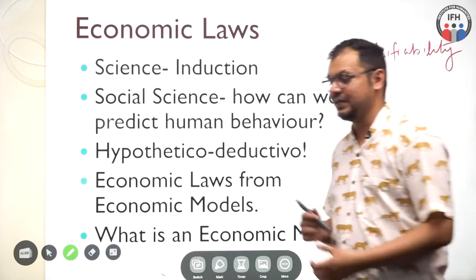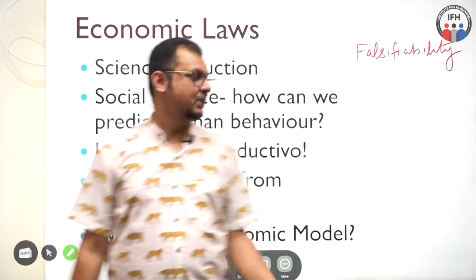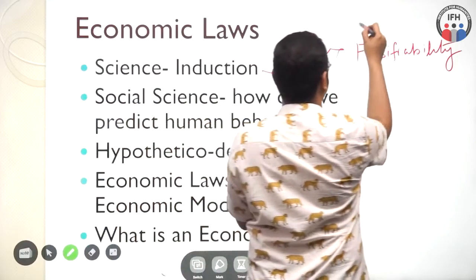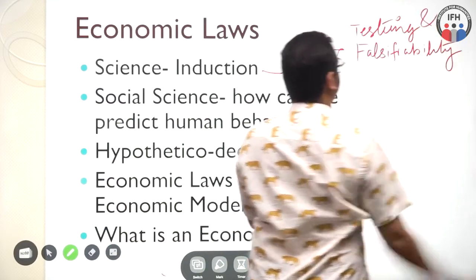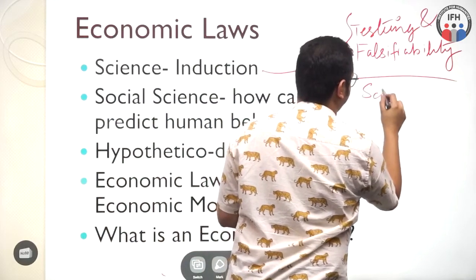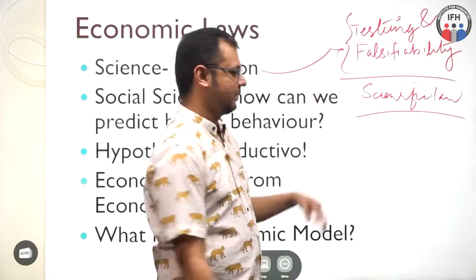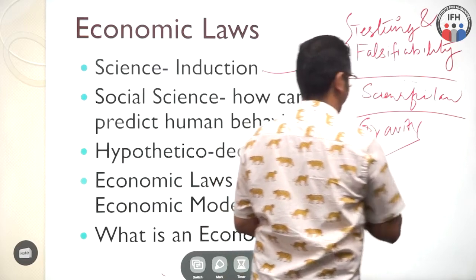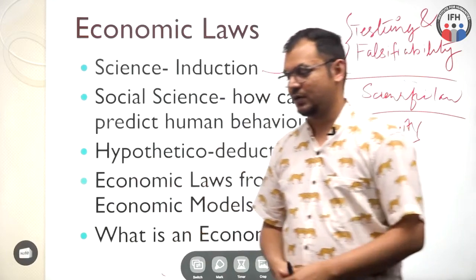What do I mean by this? Let's say Newton has established the law of gravity. Once something is a scientific law, once you've established this induction, which works through the idea of testing and falsifiability, what you will get is a scientific law through induction. Let's say the law of gravity, simplest example to start off. We all know the story of how Newton had an apple fall on his head, and so on.